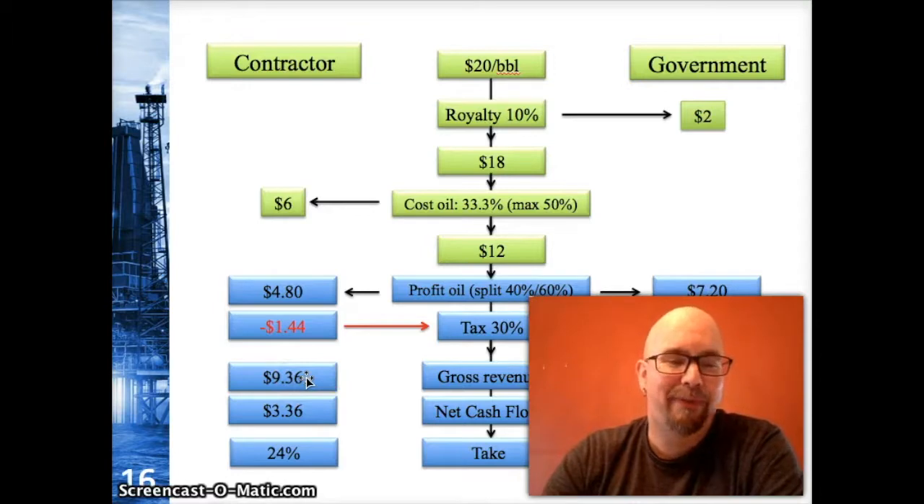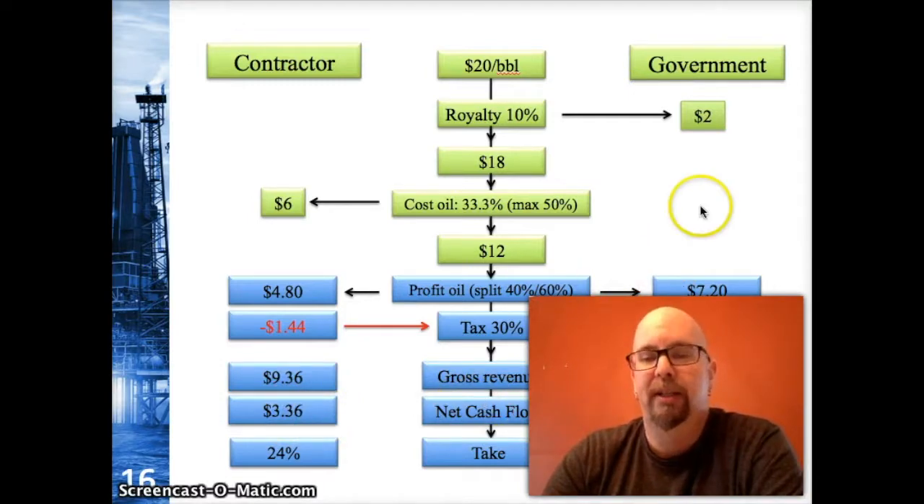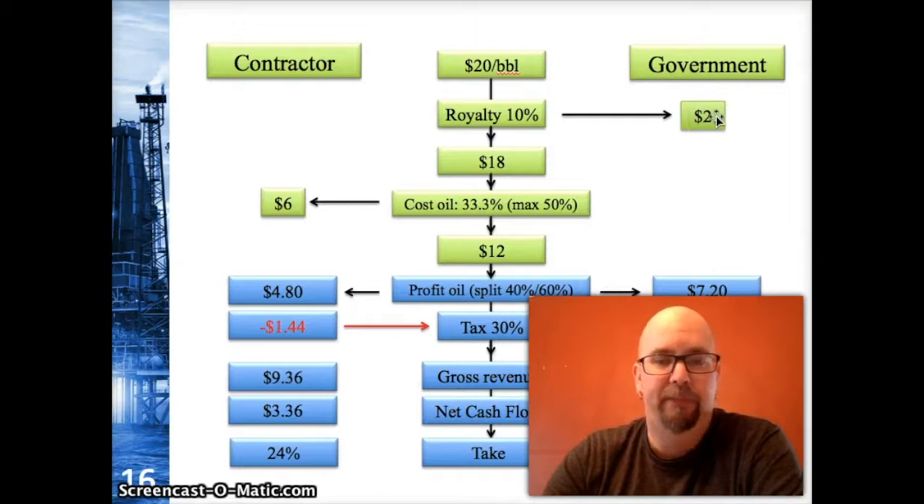But 9.36 is a bit of a false number. It's the gross revenue, because remember, the $6, they spent all that $6 before. So that $6 gives them the break-even mark. So for every barrel spent, they're only netting $3.63 per barrel, while the government, on the other hand, is making $2 from their royalties. They're making $7.20 from their profit oil. They're getting $1.44 from their taxes, which comes up to a gross revenue of $10.44, and their net cash flow of $10.44.